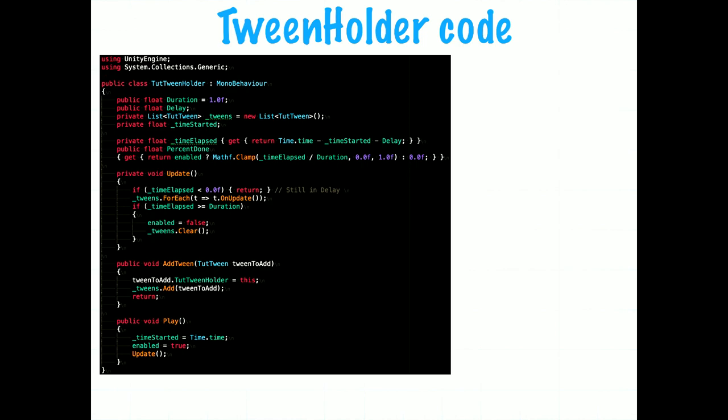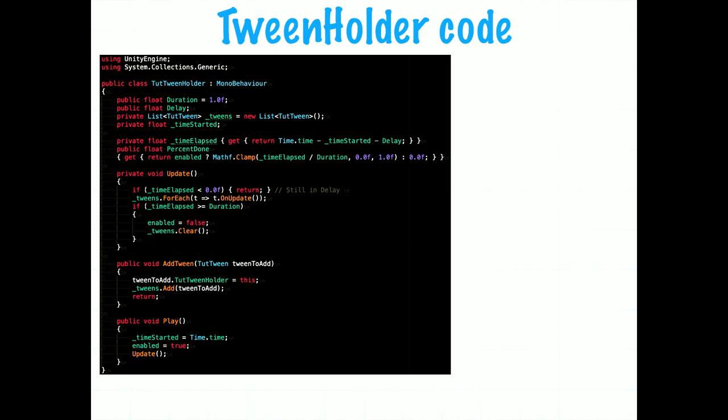Otherwise, we're going to go through the tweens and call onUpdate on each one. I should probably just put that in a for loop, but this is a kind of library that does this for me, because I don't like using more than one line for a for loop sometimes. And then we have, if time elapsed is greater than or equal to duration, it's done. We can say enabled false, tweens dot clear. We're done.